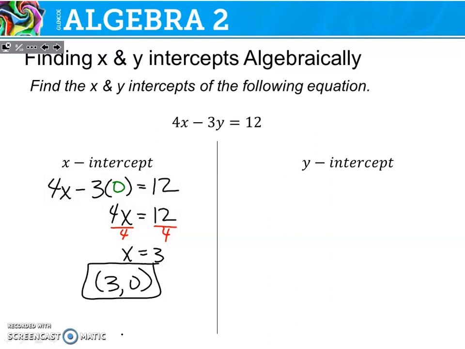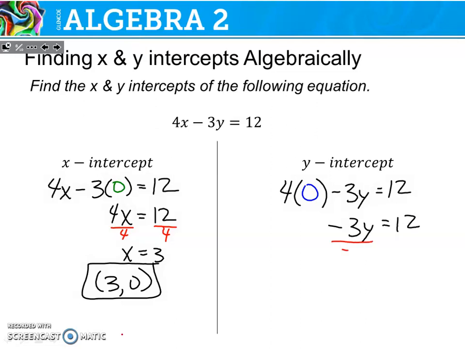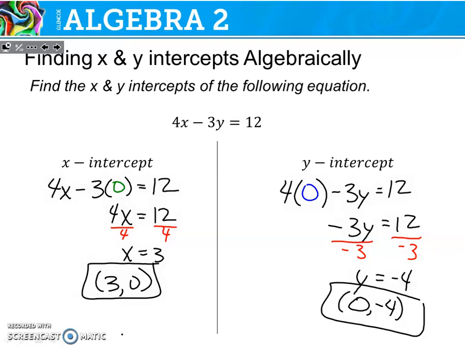Vice versa, for the y-intercept, we want to set x equal to 0. So I go 4 times 0 minus 3y equals 12. 4 times 0 is gone, that's just 0. So I've got -3y, don't forget the negative, equals 12. Need to solve for y, divide by -3, divide by -3. I end up with y equals -4. So my y-intercept is -4, so I'm going to go 0 for my x, -4 for my y. And there's my y-intercept.